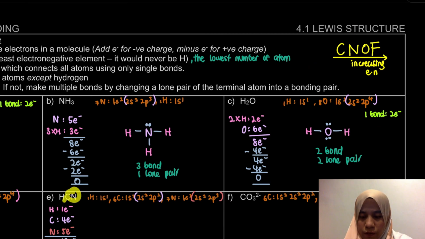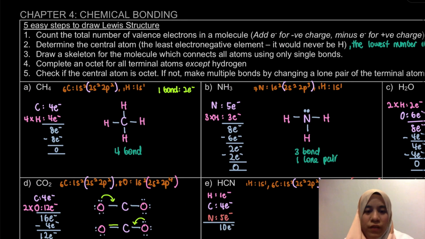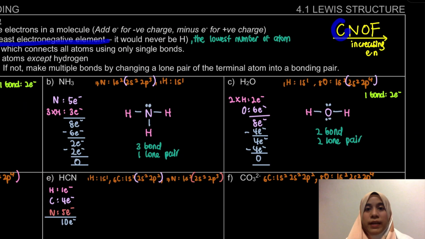Okay. So, lepas tu, what happen is that dalam kes ni is between carbon dengan nitrogen. So, bila kita tengok, kan pada sini across the period increasing electronegativity. So, between carbon dengan nitrogen, nitrogen is more electronegative. Tapi, kita nak the least electronegative element to be the center. So, center kita dalam kes ni is actually our carbon.